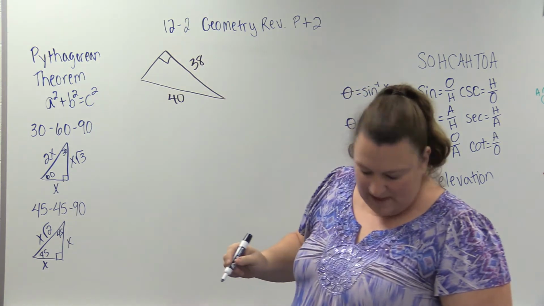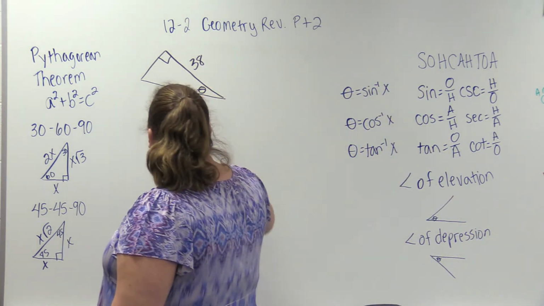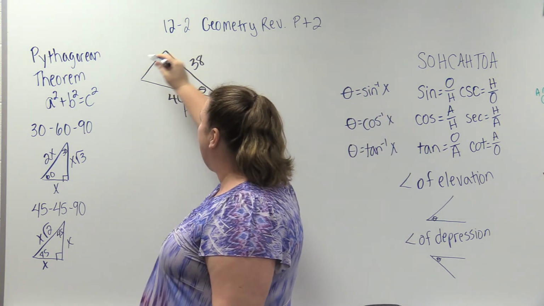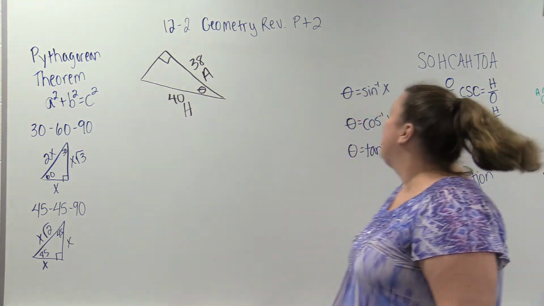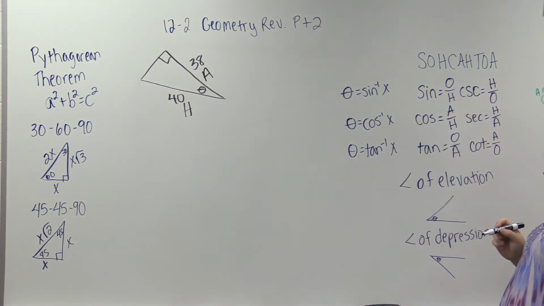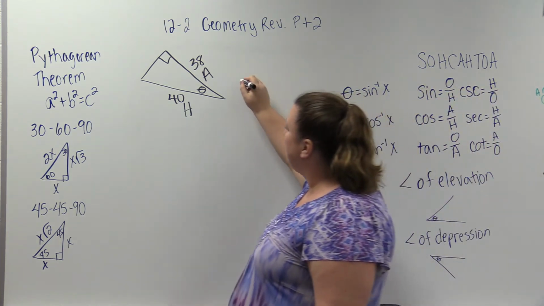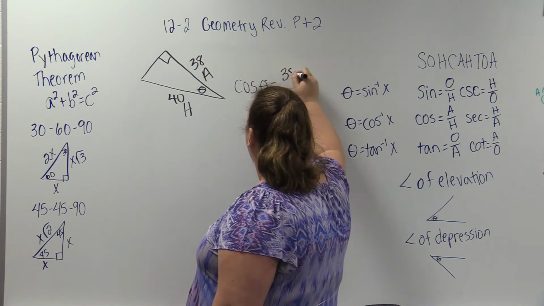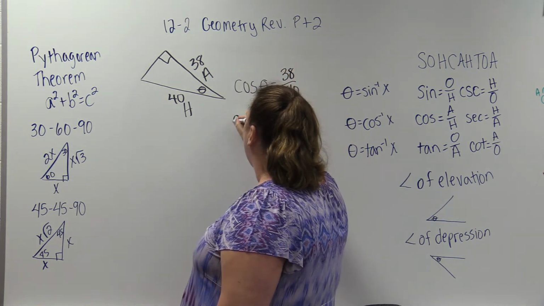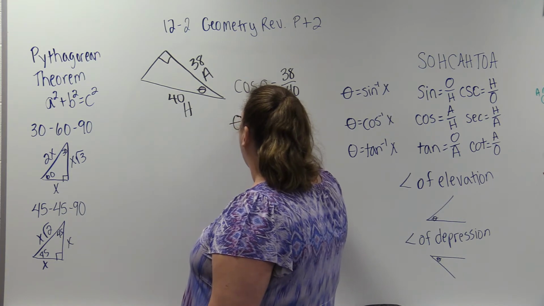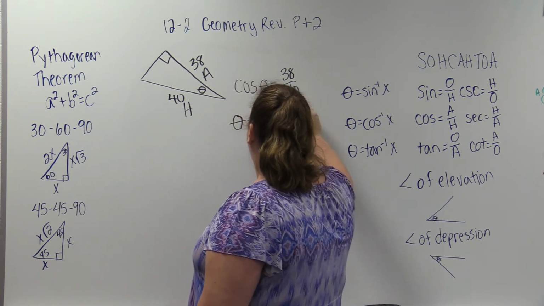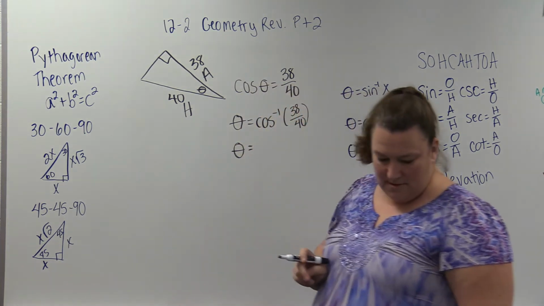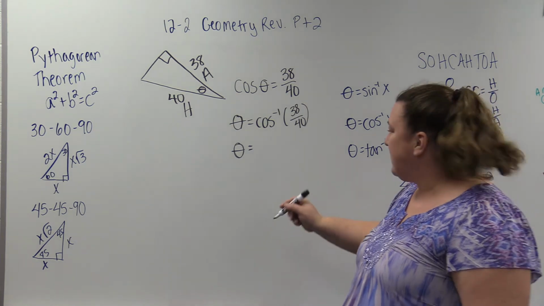And I am looking for the little angle right here. So in relationship to theta, I have the hypotenuse, this is the opposite, and the adjacent. So adjacent and hypotenuse gives me the cosine. So the cosine of theta equals 38 over 40. So my theta becomes the inverse cosine of 38 over 40. And theta equals 18.2 degrees.